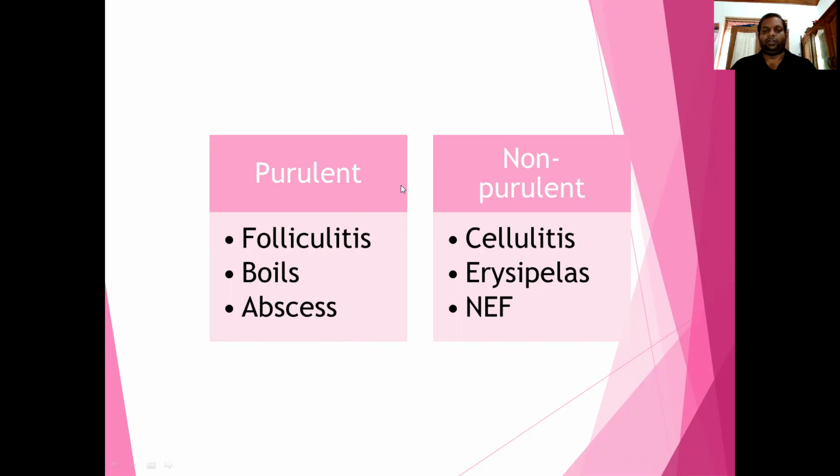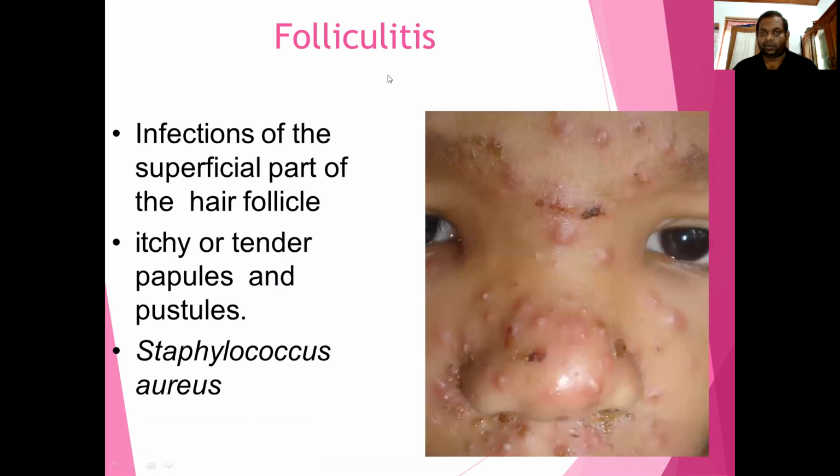Further about skin and soft tissue infection, we classify them as purulent and non-purulent. Purulent: folliculitis, boils and abscess. While non-purulent: cellulitis, erysipelas involving skin and subcutaneous tissue, and necrotizing fasciitis, which involves the fascia as well. Folliculitis is a suppurative one, an infection of the superficial part of the hair follicle. So here are two classifications, one anatomical, the other pathological. So don't confuse them. Folliculitis is a superficial skin infection, of the superficial part of the skin.